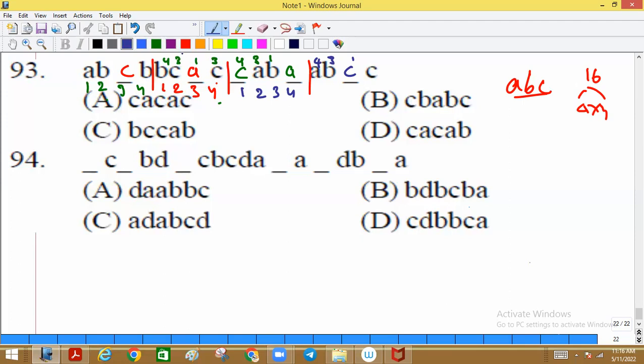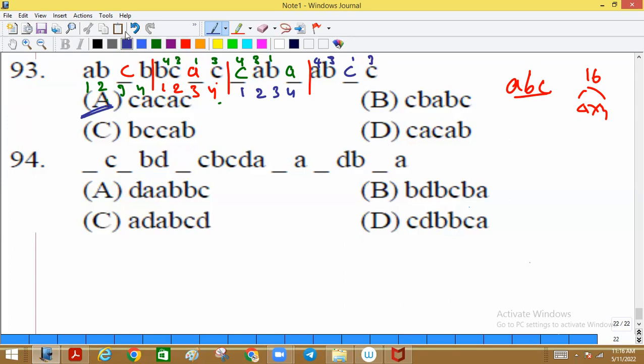See 1, 2, 3, 4, rearranging like 4, 3, 1, 3. Again, that is the reason. Same, I numbered again 1, 2, 3, 4. Here it is 4, 3, 1, 3. Again, it is 1, 2, 3, 4. Here also 4, 3, 1, 3. Got it? So what is the answer? You know? C A C A C C A C A C. So the answer is option A.